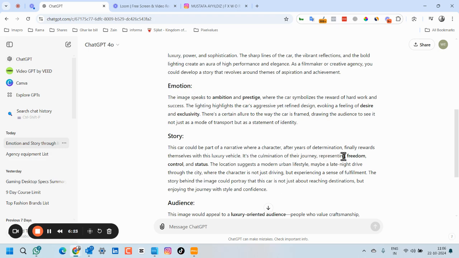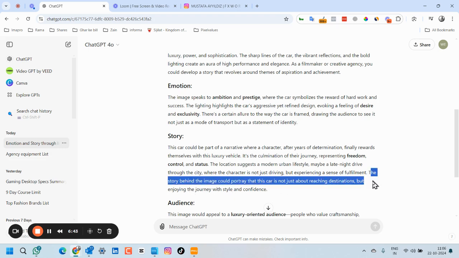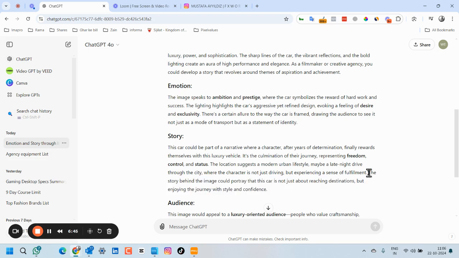It's a combination of their journey representing freedom, control, and status. The location suggests a modern urban lifestyle, maybe a late night drive through the city. What are the characters driving? They experience a sense of fulfillment. The story behind the image could portray that this car is not just about reaching destinations, but enjoying the journey with style and confidence. This is the very important message which you are getting.